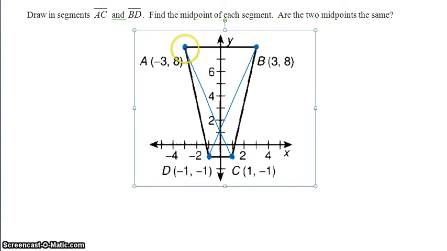Both line segment AC and BD have a midpoint. It's the point that's halfway between A and C, and the point that's halfway between B and D. The question is, what are those two midpoints? Well, if you look, we are on a coordinate system. To find the midpoint on a coordinate system, we're going to use the midpoint formula. The midpoint formula is going to give us an ordered pair answer. Our answer is going to be in the form x, y.